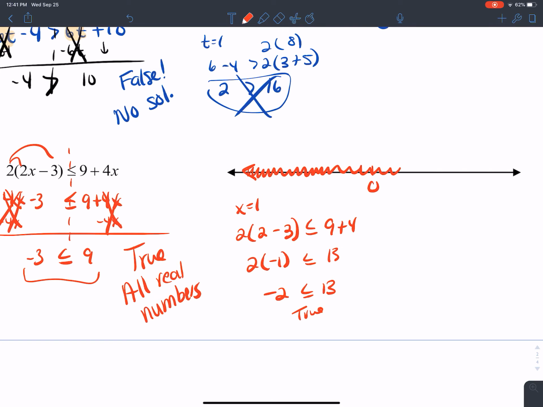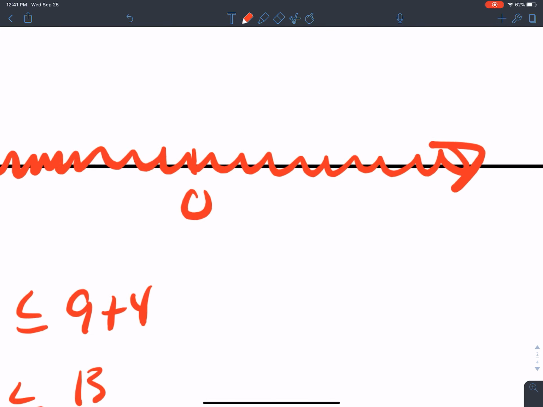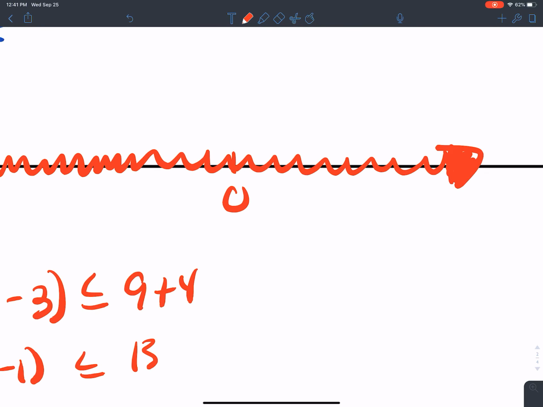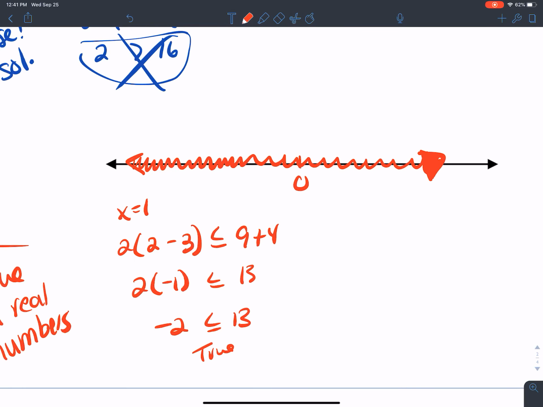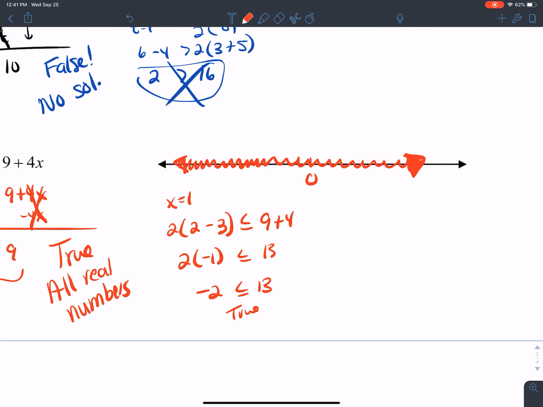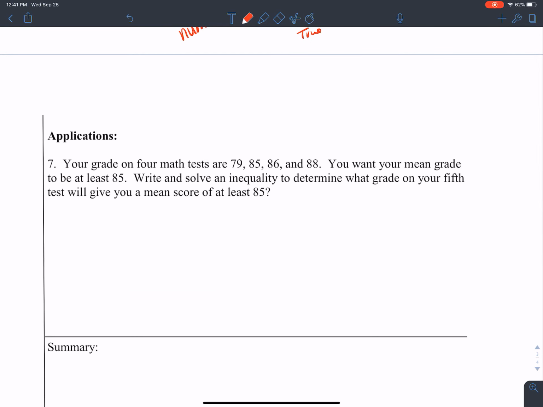So we're shading in the entire number line. I'm putting the arrows at the end to indicate that my shading would go on forever and ever and ever. I just can't shade every single number possible. So a quick application to do for today.